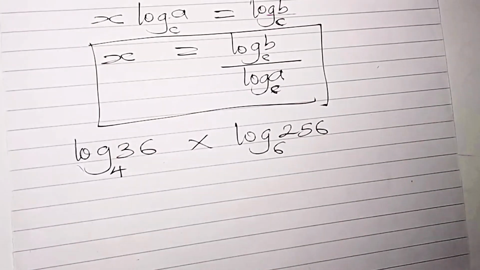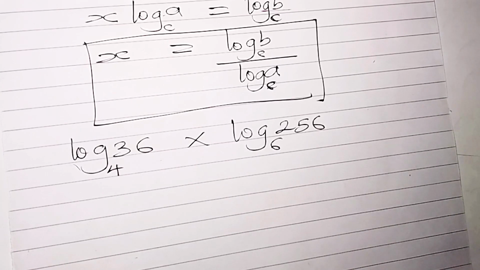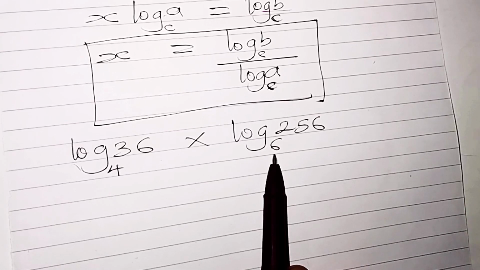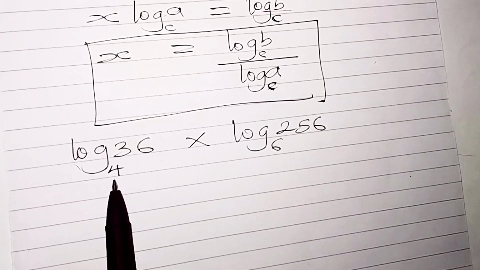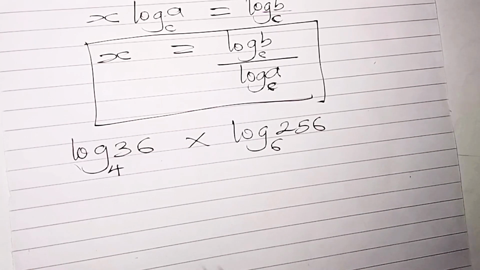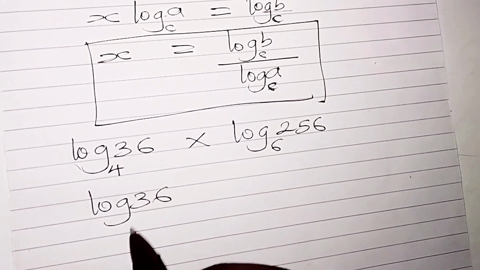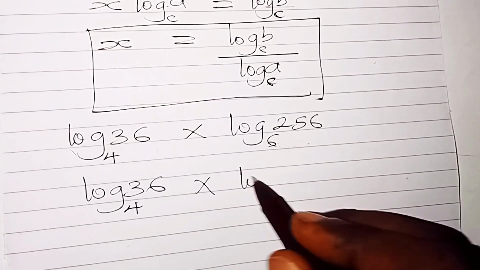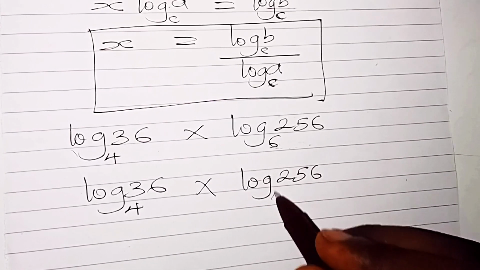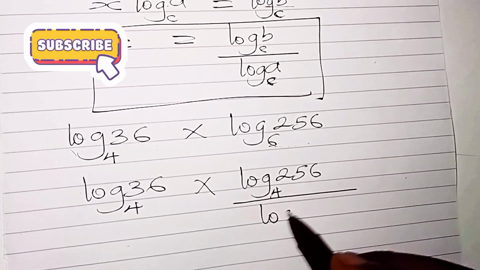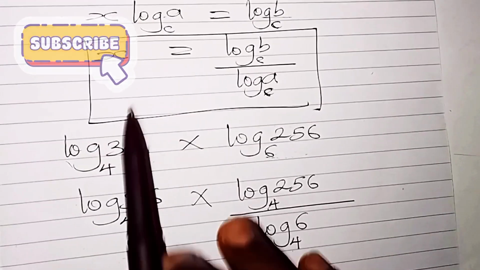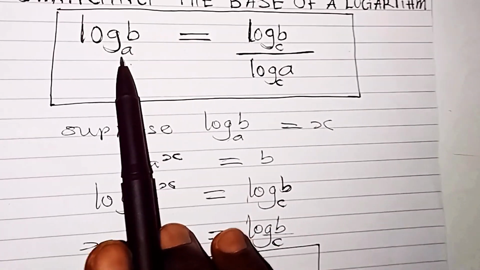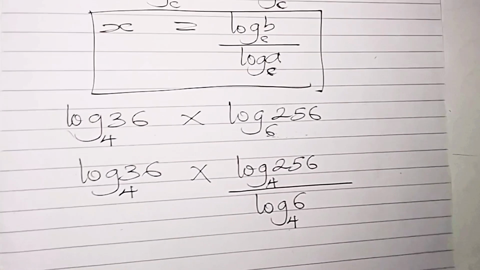So what we do is this: you can either use a common base of 10, or you use any of the bases we have in the question, base 4, or it can be changed to base 6. It's always more convenient if you use a smaller base. So in this case, I'm going to leave log 36 base 4 multiplied by log 256 base 6, changed to base 4. It has to be the log of the number itself to base 4 divided by the log of the base, which is 6, to base 4. Remember the concept: log b base a is log b base c divided by log of the base itself to base c. So that's what we apply there.